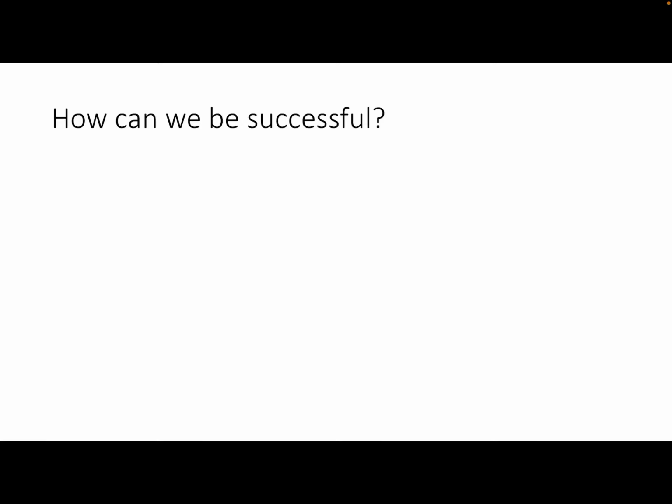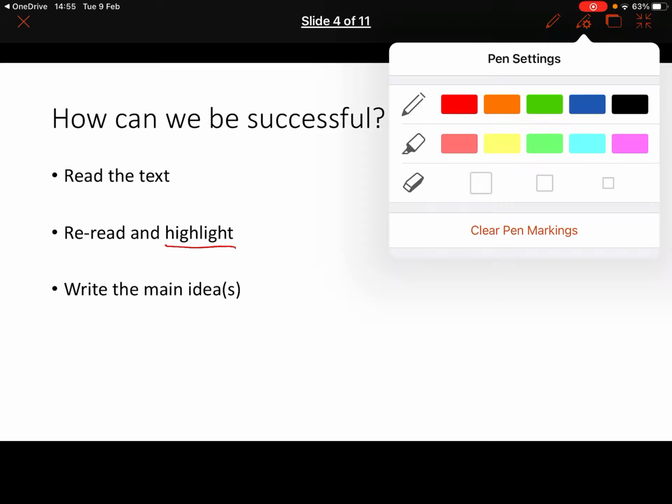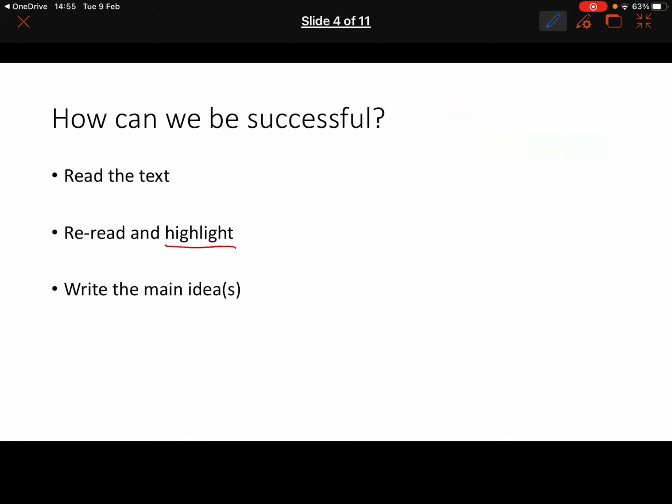So how can we be successful today? So we had our tips from looking at a text. Can you remember what they are? There were 4 of them. Our first one was to read the text. Next, it was to reread the text and highlight what you think is important. The next one is just to write out the main ideas. So all of the bits that we highlighted, we're going to write them out as a new paragraph and some new sentences.